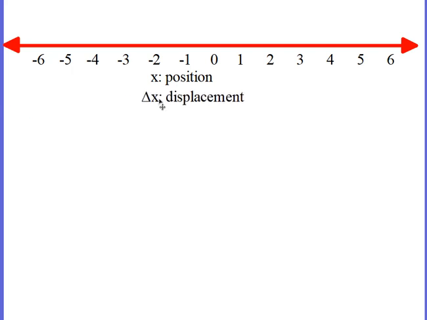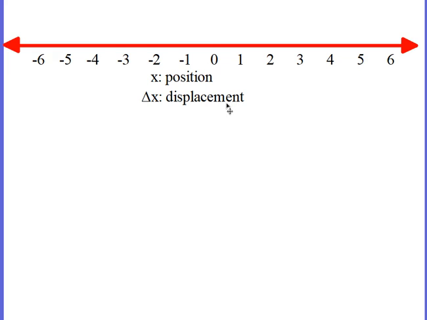Displacement, the symbol for displacement is delta x, and the delta means change. So we're talking about the change in position. That's what we mean by displacement.